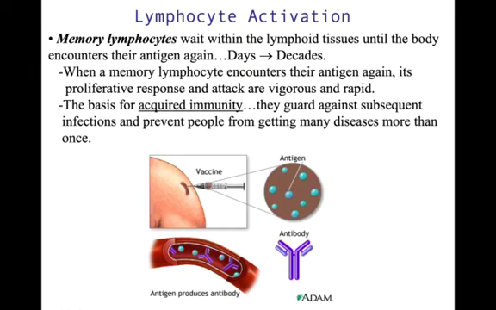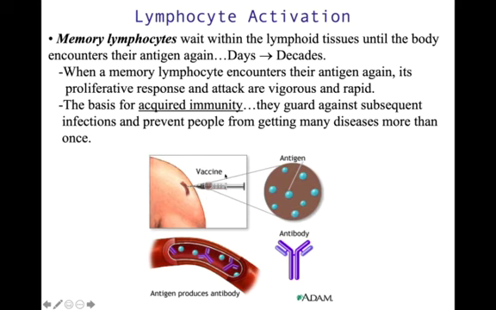Okay? So when it happens again, let's say you get sick for a third time and a fourth time and a fifth time, every time you encounter again, your proliferative response, the rate at which you divide and the rate at which you attack, are more vigorous and more rapid. All right? So your immune system starts to learn even more, starts to build up and get even stronger. So memory lymphocytes are the basis for acquired immunity. They guard us against subsequent infections and prevent people from getting many diseases more than once.